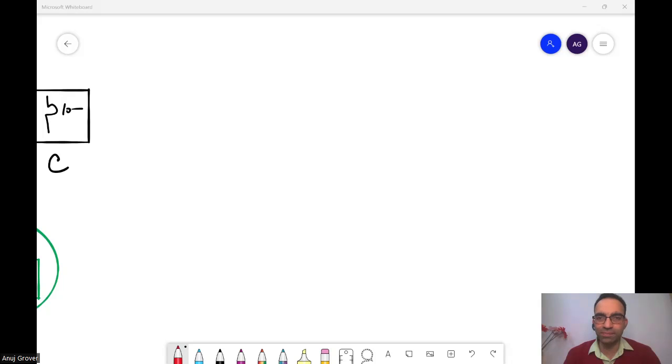After column decoding, different sense amplifiers. Okay, so what kind of sense amplifiers did we talk about?